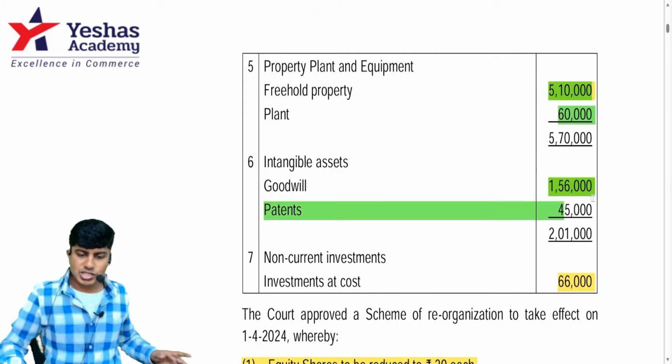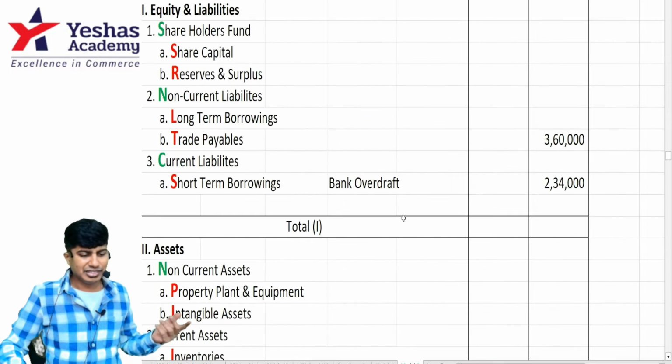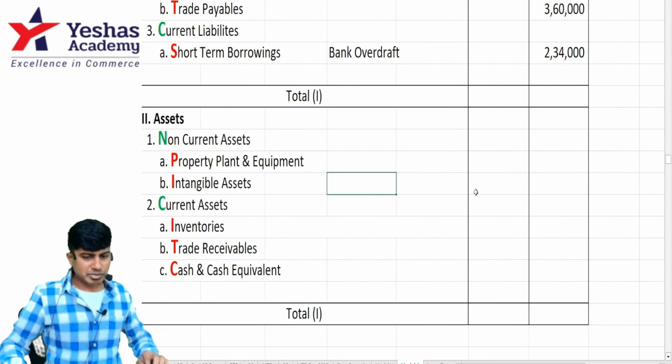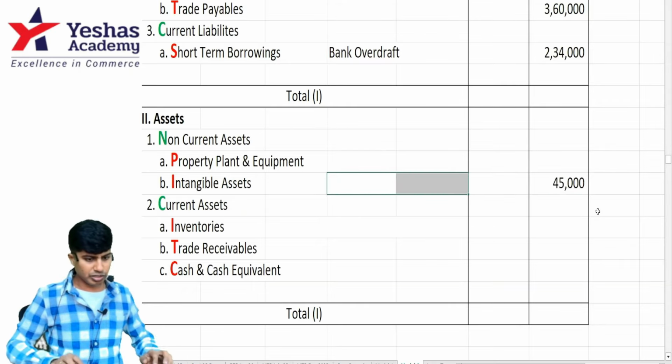Patents 45. This will come under intangible asset. Shall I write directly in the balance sheet? My notes to accounts. Intangible asset, how much? 45,000. If you want, I'll write the word here.